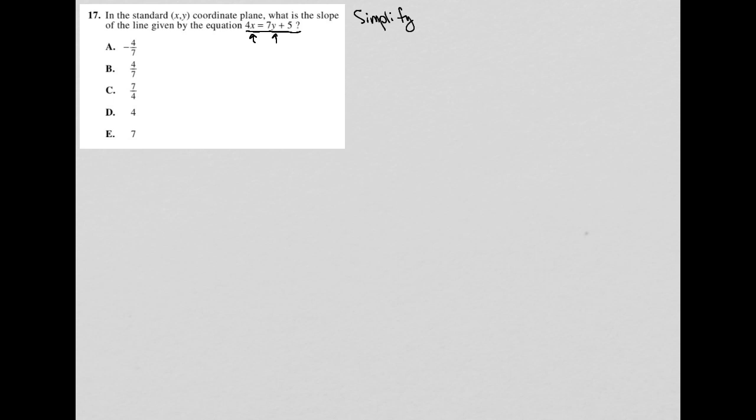So when I read this in the standard XY coordinate plane, anytime I see a sentence or a question that starts out with that wording, I say, well, hey, you didn't provide an XY coordinate plane, so I'm going to draw my own XY coordinate plane just so I have a visual that could be helpful for me. It asks, what is the slope of the line given by the equation? And again, even talking about equations provided, I also write that down.